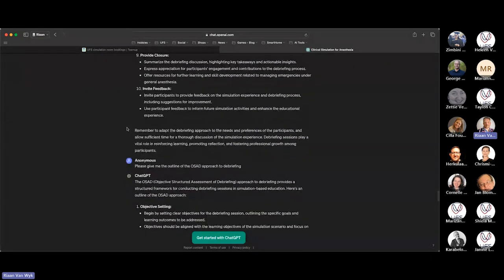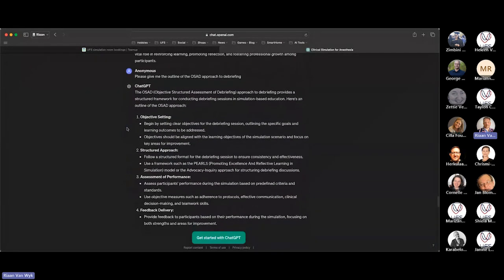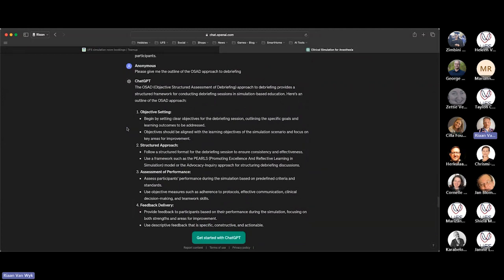Then I can also give them some proper advice on how to use the OSAT approach. It's one of the approaches that we can use during debriefing. It's objective setting, it's much more structured. It's either for assessment or performance, and what's the feedback on the delivery. And now ChatGPT gave me some nice pointers just to summarize again, so that the lecturer can have this either in the room or at the back of their mind as they guide the reflective discussions by the students.